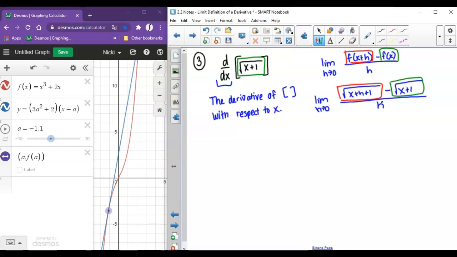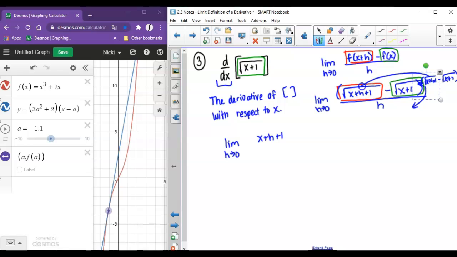And so to solve this, we need to multiply by the conjugate because we got those square roots there. So we are going to multiply the numerator and denominator by the square root of x plus h plus 1 minus the square root of x plus 1 on the top of the fraction and the bottom of the fraction. So that will give us the limit as h approaches 0 of x plus h plus 1, because when we multiply the square root of x plus h plus 1 times the square root of x plus h plus 1, we're just going to get x plus h plus 1.